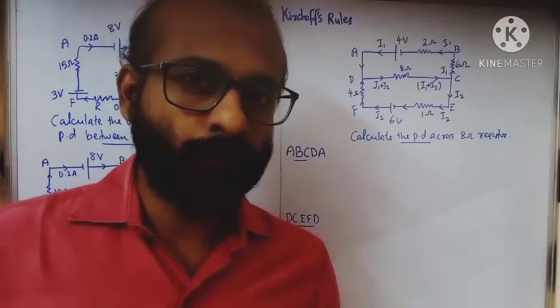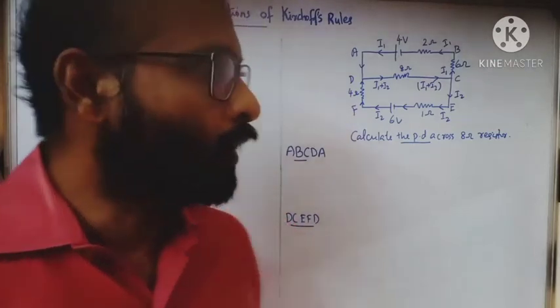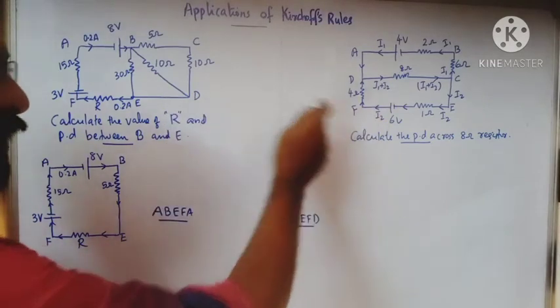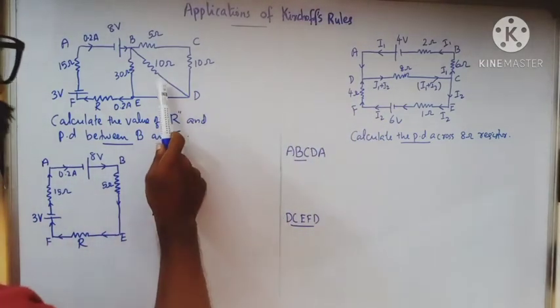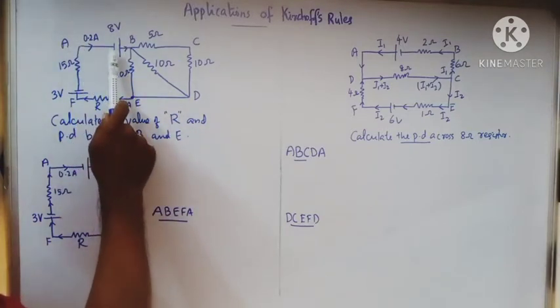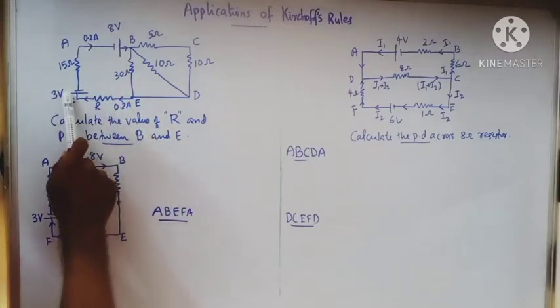Today we are going to see a few applications of Kirchhoff's rules. Now here we can see two diagrams. This is one network and this is another one. For this network we can see there are resistors. We have two cells: an 8 volt cell, positive and this is negative, and a 3 volt cell here, positive and this is negative.